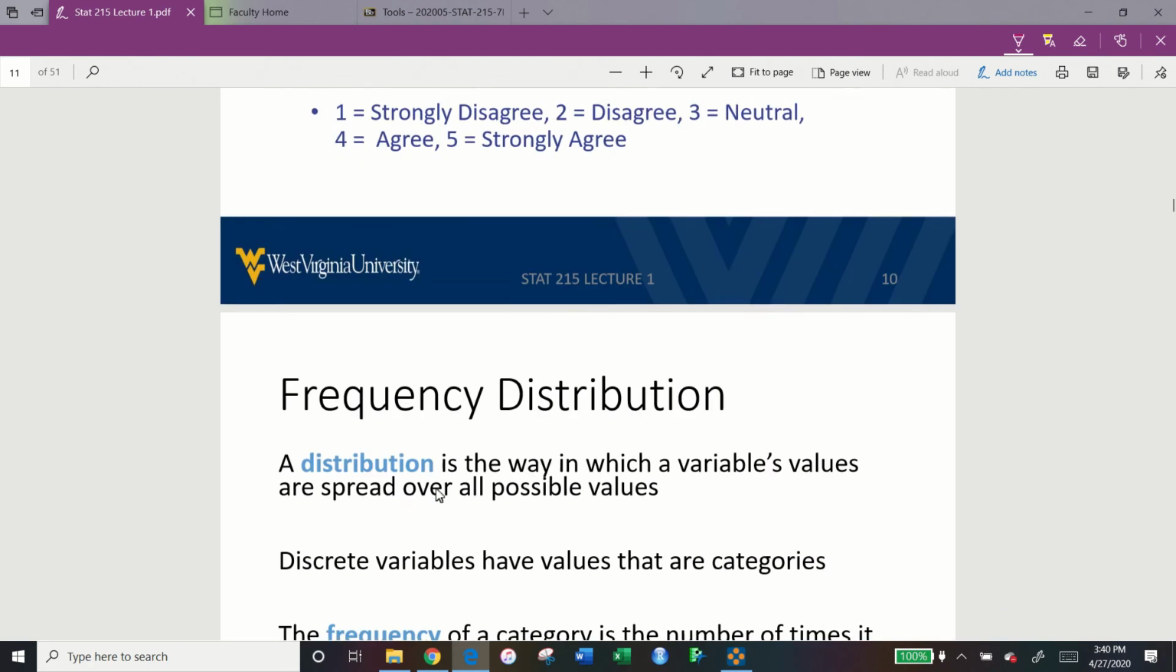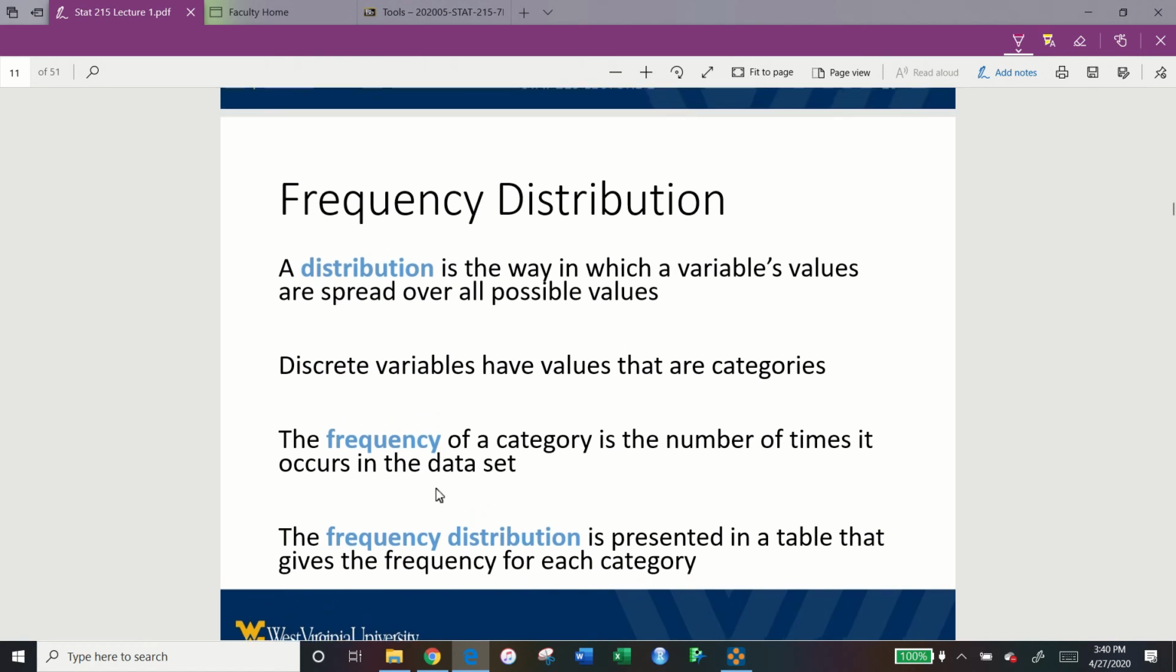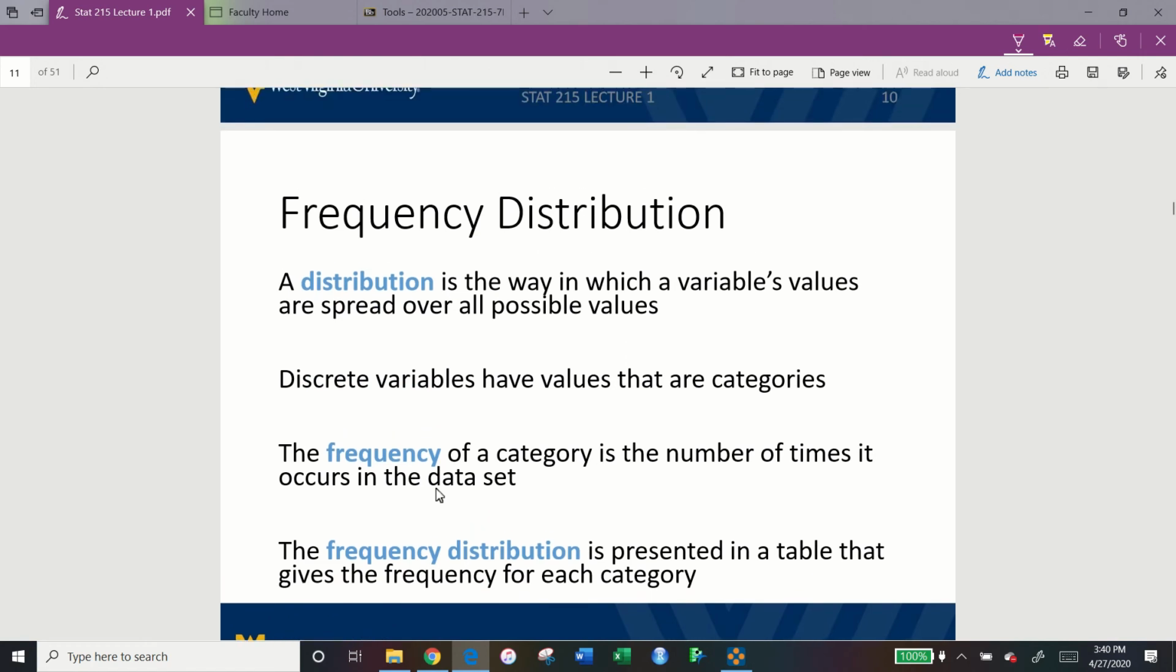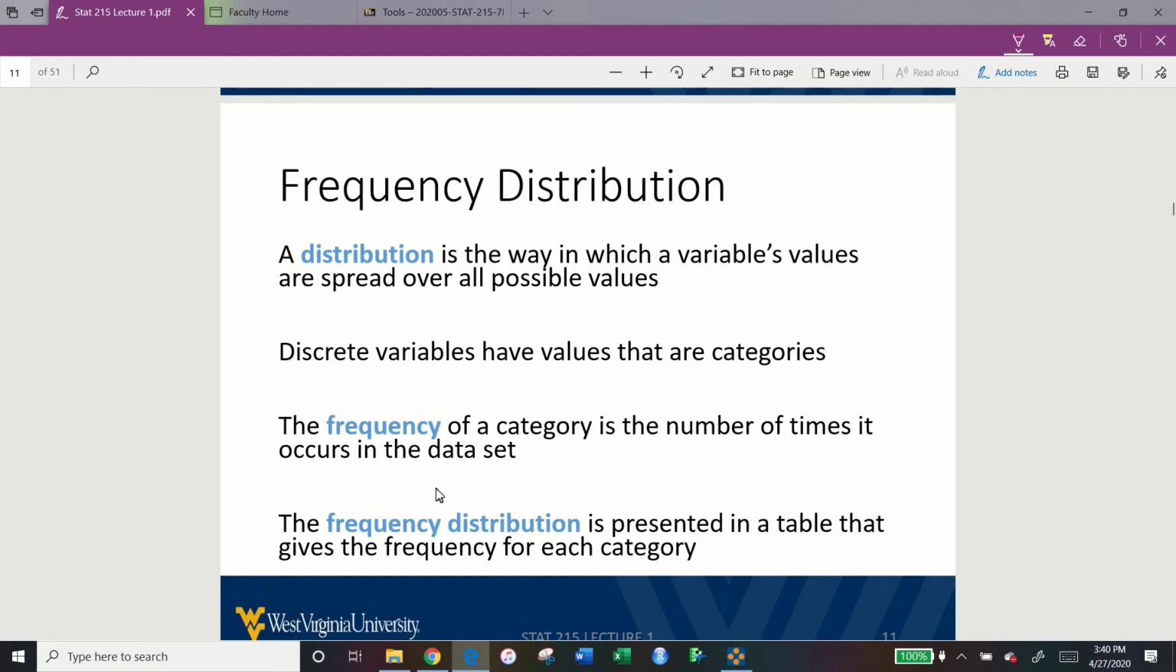So to start off, we're going to think about frequency distributions. A distribution is the way in which a variable's values are spread over all possible values. Discrete variables have values that are categories. The frequency of a category is the number of times it occurs in the data set. The frequency distribution is presented in a table that gives the frequency for each category.